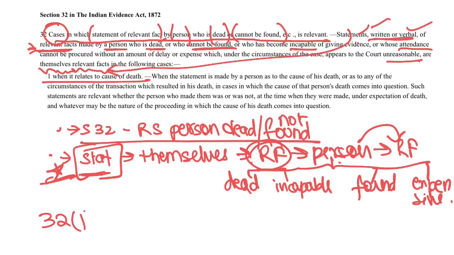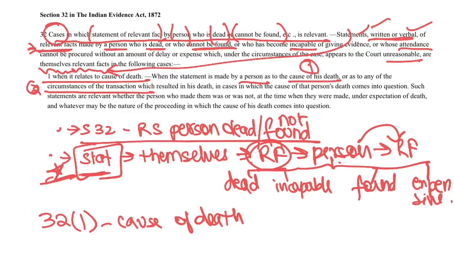Now, Section 32, clause 1 is a statement regarding the cause of death. In this it says when the statement is made by a person as to the cause of his death or as to any circumstance of the transaction. So it can be regarding the cause of the death, that my death was caused by so and so person stabbing me, or it can be regarding a circumstance of the transaction. If there is a whole transaction in which he left the house and it ended with his death, then between the starting point and the ending point, any statement regarding any circumstance of this transaction, from him leaving the house to his death, will also be relevant, which ultimately resulted in his death.